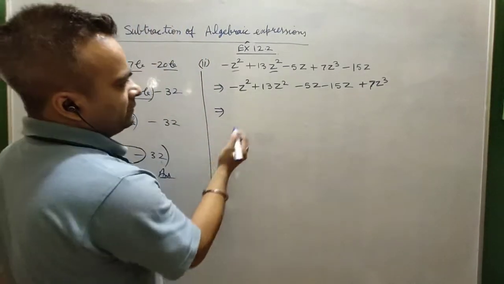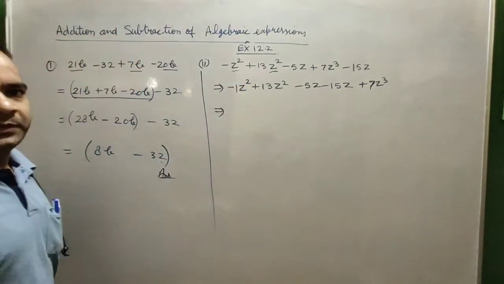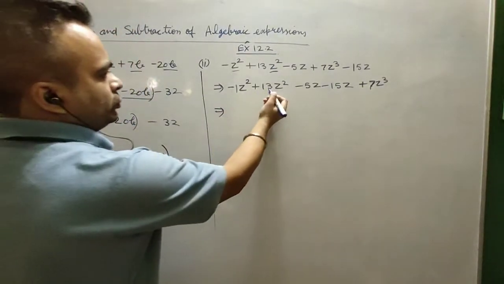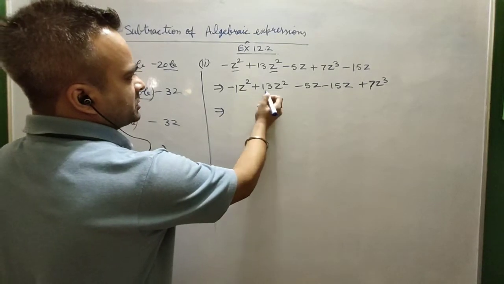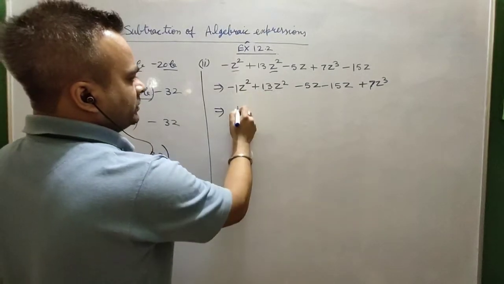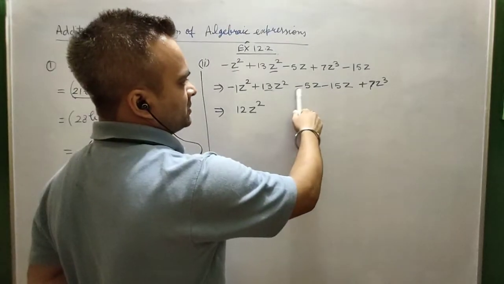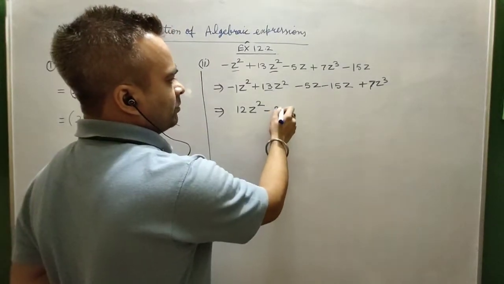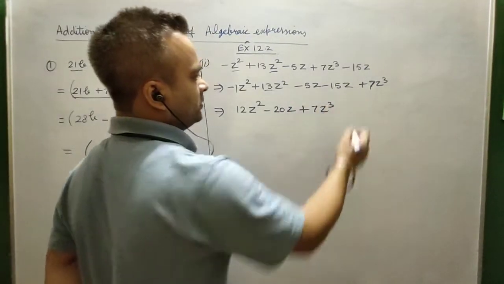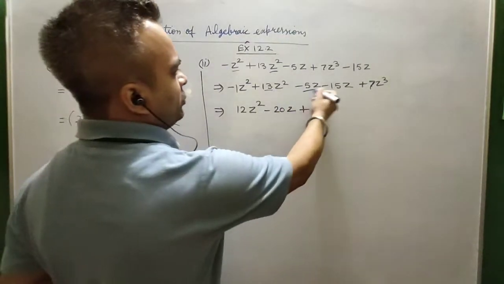Now you can see what I have told you. If there is no number, you can put 1 here. Whenever you have made the family members together, you have to see the numerical part. This is plus 13 and minus 1. Plus 13 and minus 1, forget this z square for a while. Again, 13 minus 1 is 12, and z square. Now both are in minus. So minus 5, minus 15, is minus 20, and z family. Right? Plus 7z cube.